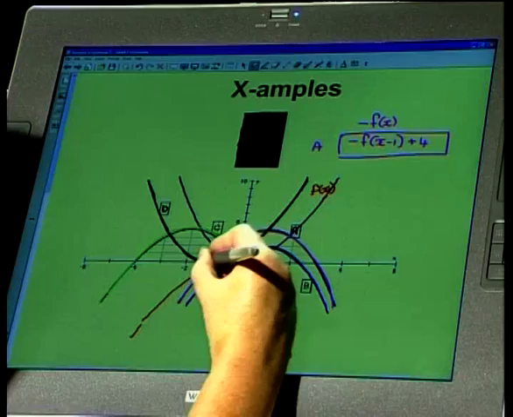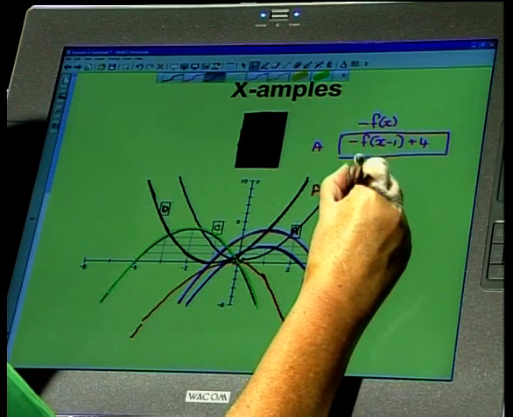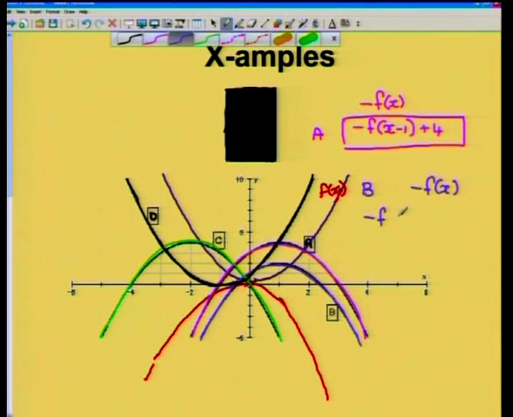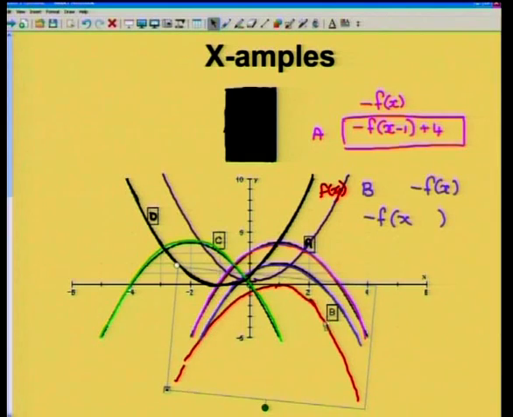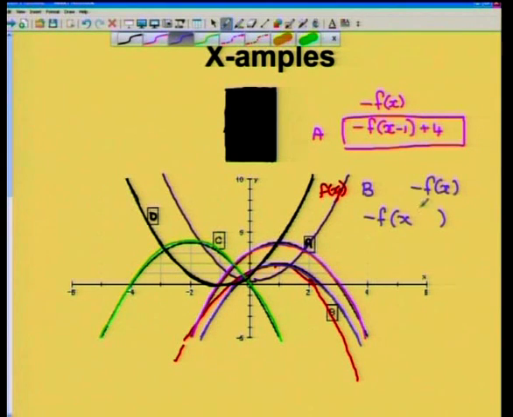Right, moving on to B, we can see that it also involves the negative f of x. So let's first of all start by saying that. So our B is going to involve minus f of x. But we can see that something else is also happening. So if we look at this red graph, let's pick it up and see what's happening. The red graph has moved 1 unit to the right and 2 units up. So 1 unit to the right means that that must have been -1, and 2 units up would have been that. So that brings me to the end of question B.